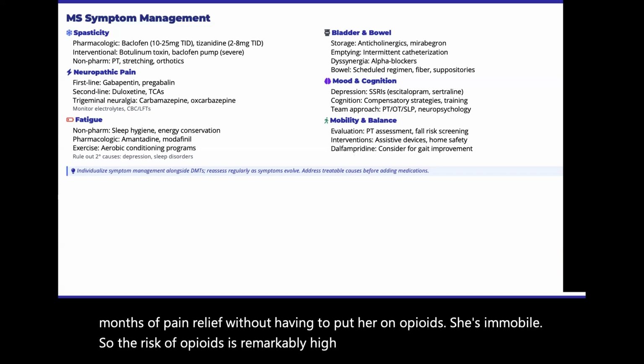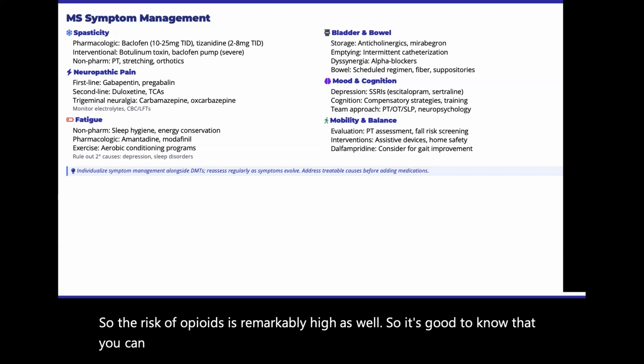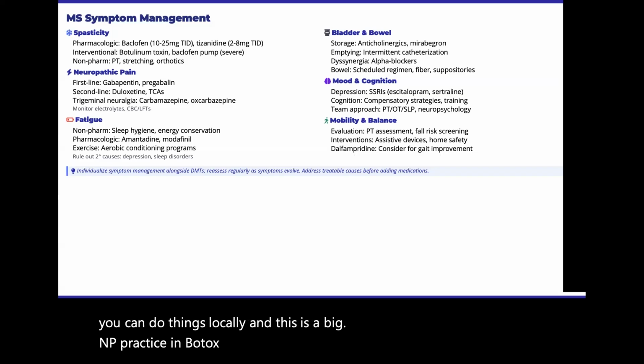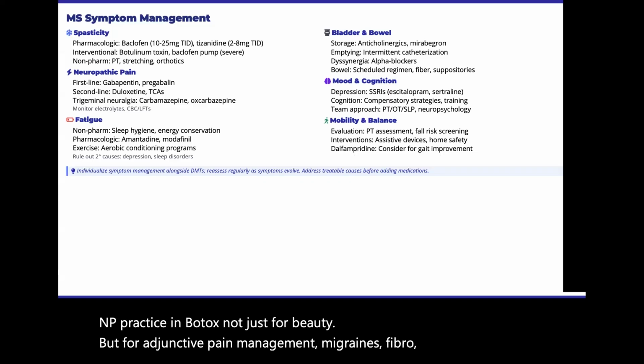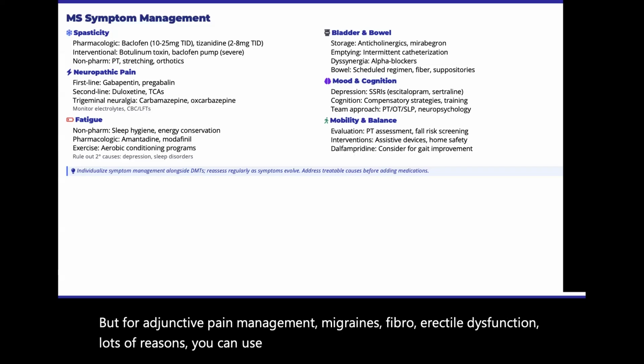So it's good to know that you can do things locally, and this is a big NP practice in Botox, not just for beauty, but for adjunctive pain management, migraines, fibro, erectile dysfunction. Lots of reasons you can use Botox. Okay. And then non-pharmacologically, stretching, orthotics, physical therapy, and the like.